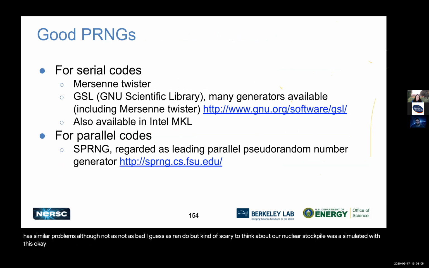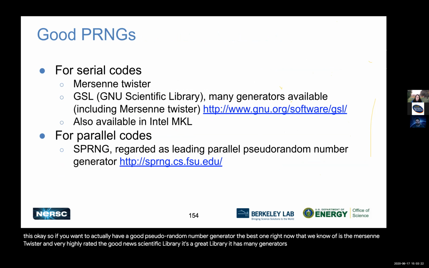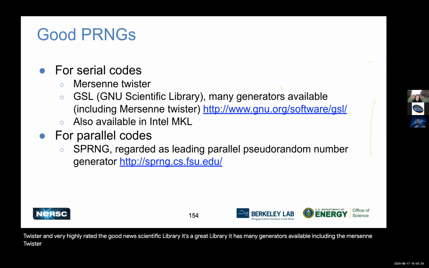If you want a good pseudo-random number generator, the best one that we know of right now is the Mersenne Twister, very highly rated. The GNU Scientific Library is a great library. It has many generators available, including the Mersenne Twister. Also, the Intel MKL math library is available on Cori. Actually, both of those are available on Cori. You can get the Mersenne Twister from that too.